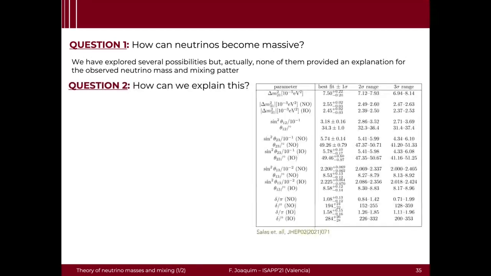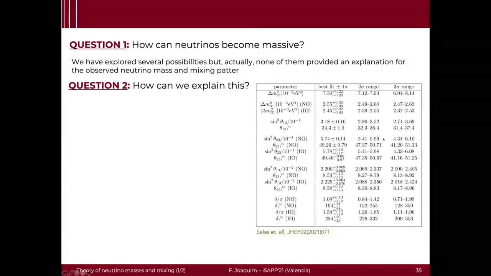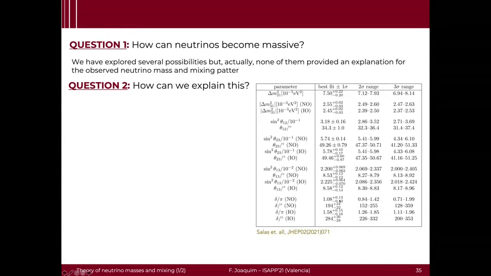But the next question now is how can you explain this table? I showed you this table before, and Michele in his lectures will discuss in detail how these results are obtained. But what I've shown you previously are just frameworks in which neutrinos acquire mass and their mass is suppressed. They are not able from first principles to explain the neutrino mass and mixing pattern. For that, you have to do something else. You need a guiding principle to try to explain this. And the best guiding principle we know is symmetry.